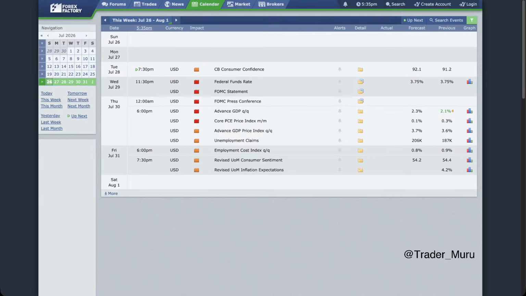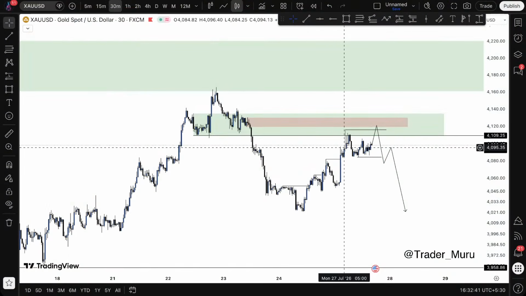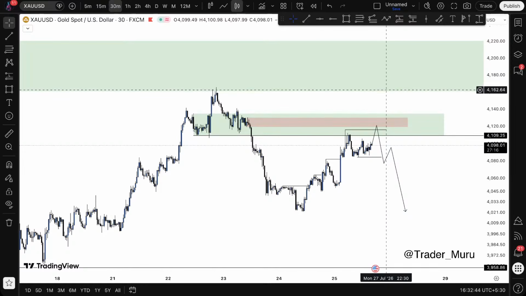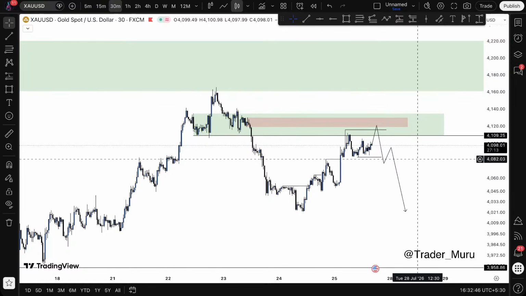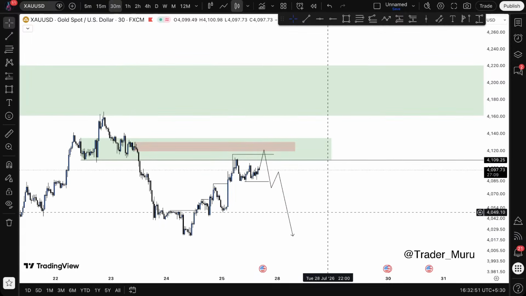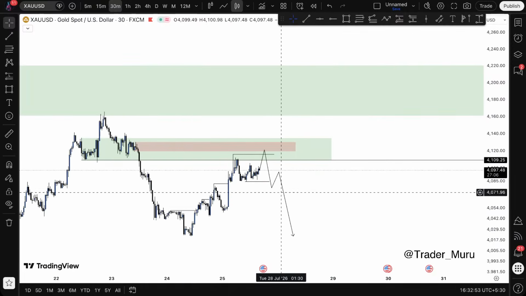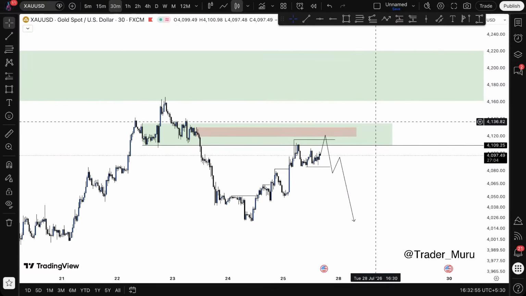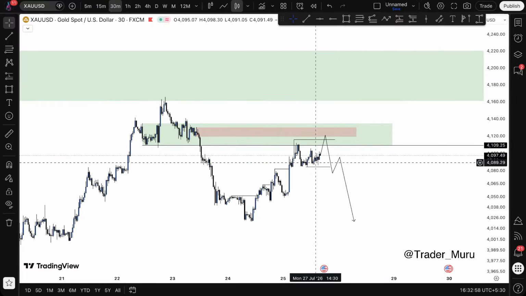And today we don't have any news. Tomorrow we have consumer confidence, and Wednesday we have FOMC. So possibly we will see a ranging market just like this. It will pump again, drop again, pump again, and range here for some time to create a bearish structure. Okay, we will wait for it. Right now there is no trade opportunity in this range.